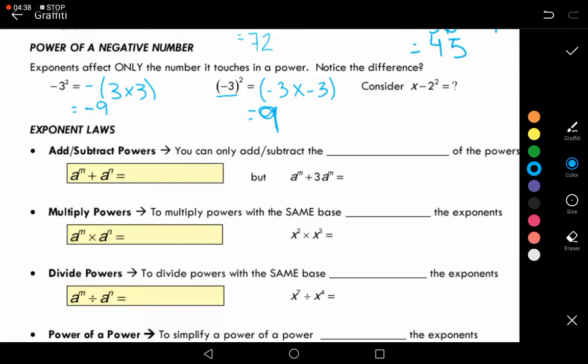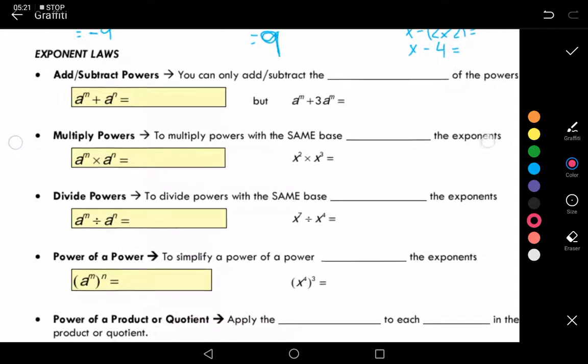Okay? So for the last one here, it says consider x minus 2 to the power of 2. So again, that squared is only affecting what it's touching. So this is going to be the same as x minus 2 times 2, which is just x minus 4. If my negative was in brackets there, it would be a different story. But right now, it's just representing subtraction. So you just have to remember that if it's in brackets, you apply the 2 to the whole number. If it has it just out front, think about it as simply subtraction.